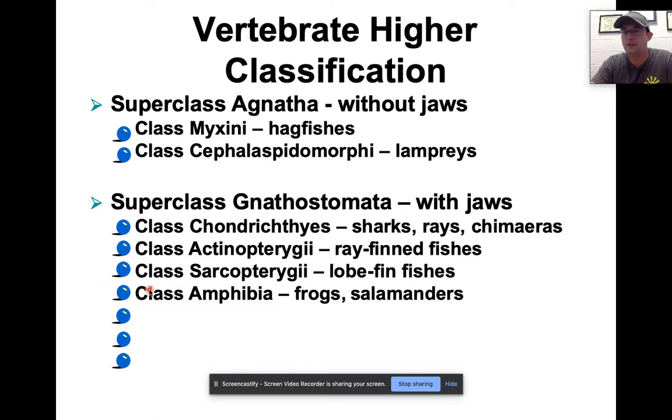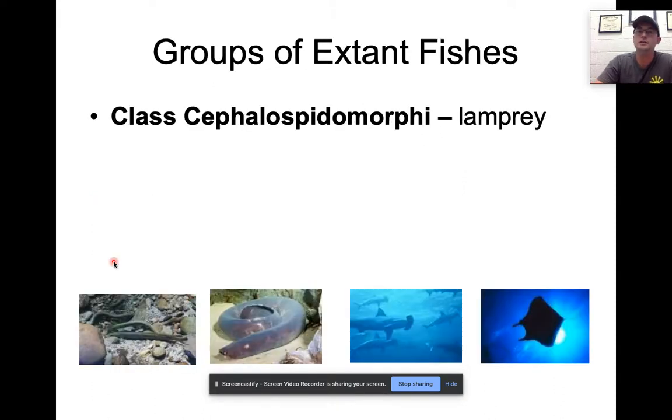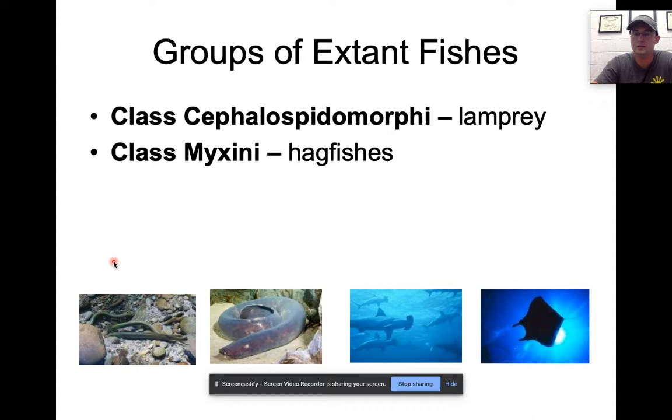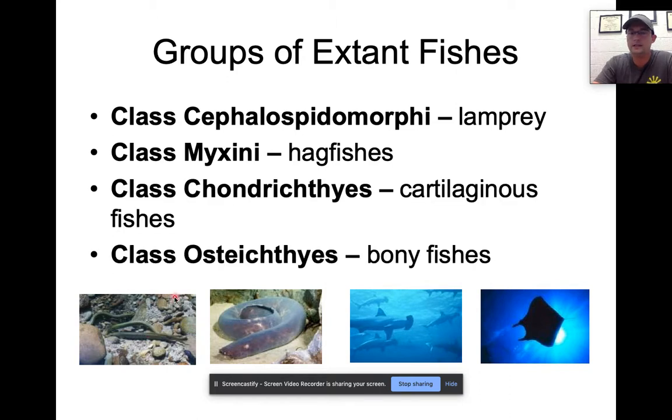We're going to look at the evolution of tetrapods, so the class Amphibia, Reptilia, Aves, and Mammalia. So looking within the class, the extant fishes today, remember there's Cephalaspidomorphi and Myxini, so lampreys and hagfish respectively, shown down here, and Chondrichthyes, and some taxonomists will throw in bony fish, Osteichthyes.